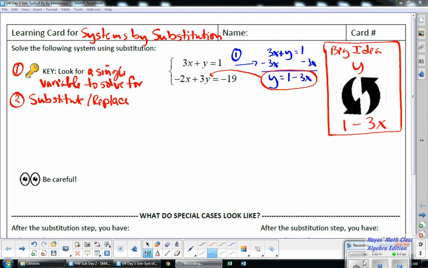So for step 2, it's going to look like this. So take negative 2x plus 3, and then I'm going to substitute in or replace the y with 1 minus 3x. So we took out the y, put in something of equal value. It's not like the store where it's equal or lesser value. It's equal value. And then step 3, we're just going to solve for the remaining variable.